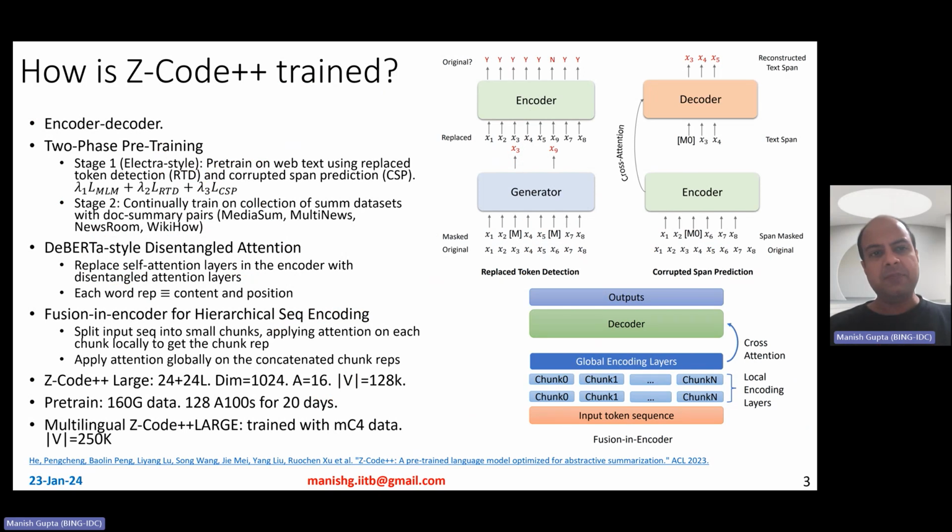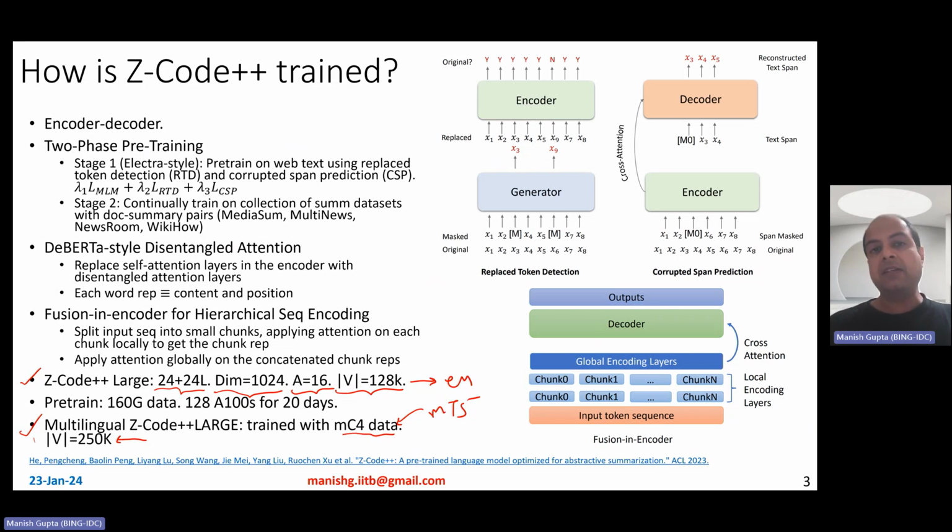So how is Zcode++ trained? Well, Zcode++ is a standard encoder-decoder architecture. In fact, Zcode++ large is the most popular checkpoint, which has a 24-layer encoder and 24-layer decoder. It has a dimension of 1024, 16 attention heads, and a 128K sized vocabulary, specifically for English. For the multilingual version of Zcode++ large, it is trained with the mC4 data, which is the same data, by the way, that was used for training the mT5 model, with a vocabulary of 250K.